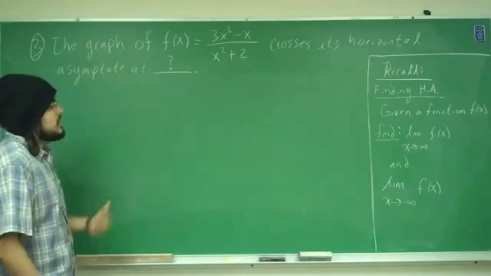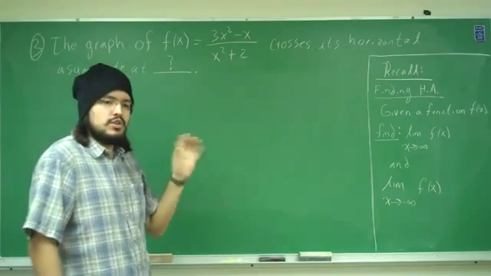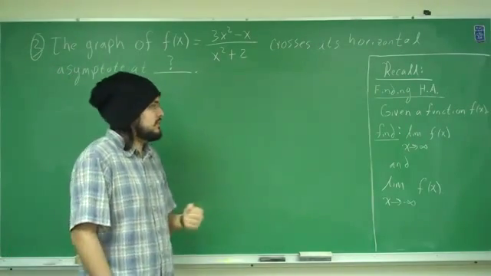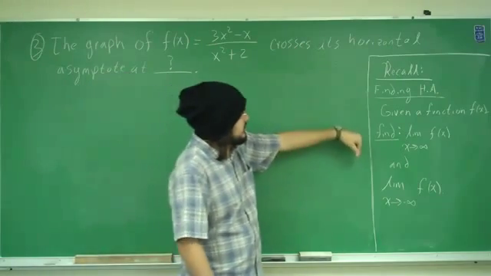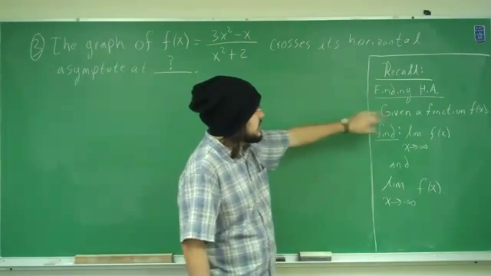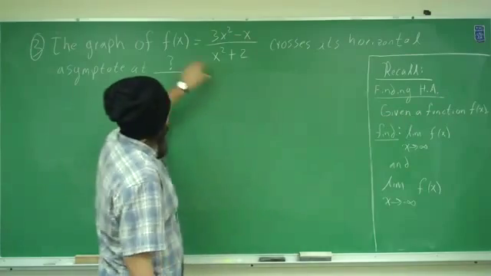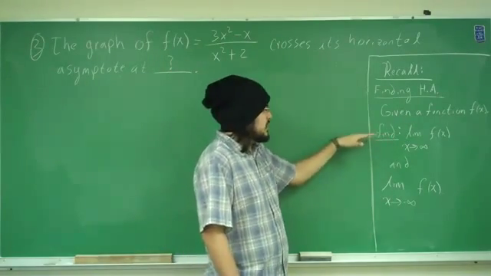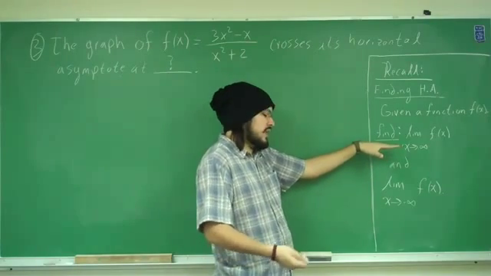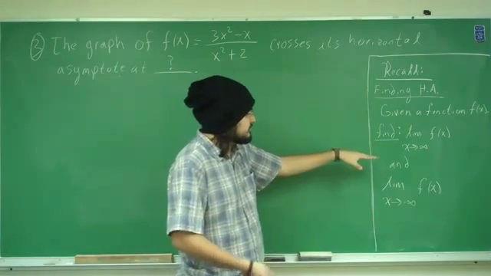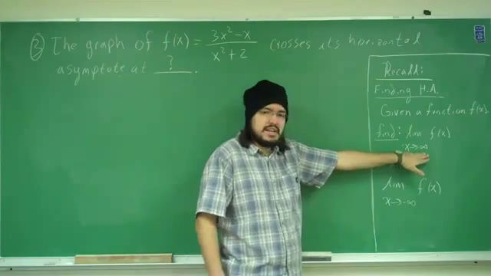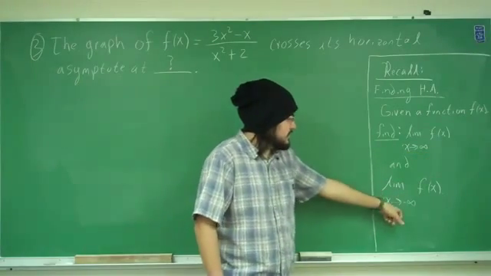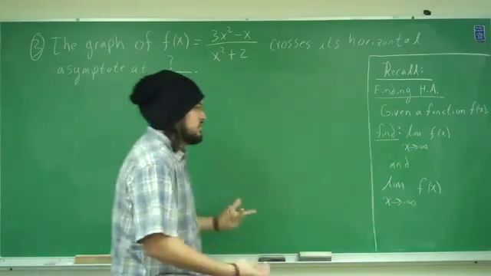Okay, so what we need to do here is recall how we find horizontal asymptotes. Given a function f of x, like this one, in order to find the horizontal asymptotes, we need to see how the function behaves as x approaches infinity, and how it behaves as x approaches negative infinity. So that's what I'm going to go ahead and do.